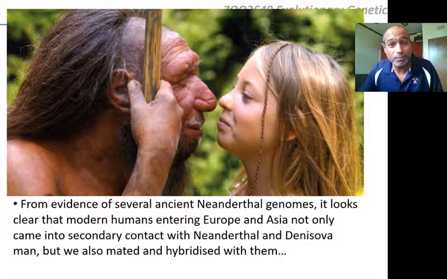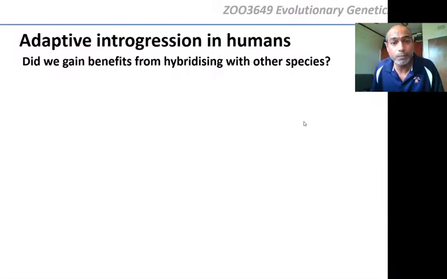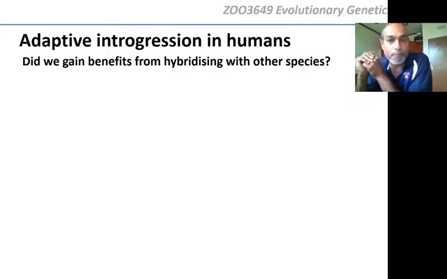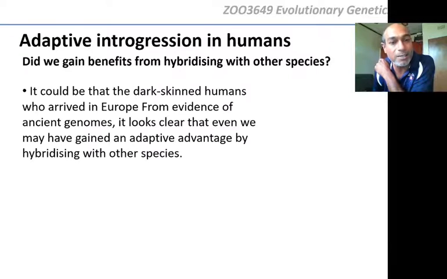As this picture is insinuating. Here is Neanderthal man and here is a modern human woman. So when the modern humans leaving Africa mated with Neanderthal man, we know that there was integration, gene flow, but was the integration adaptive? Did the gene flow give an advantage to those human populations that became hybrids? Did humans gain an advantage from mating with other species?